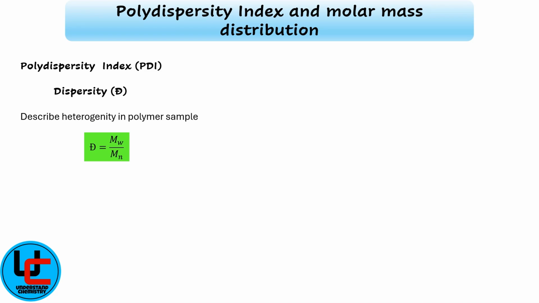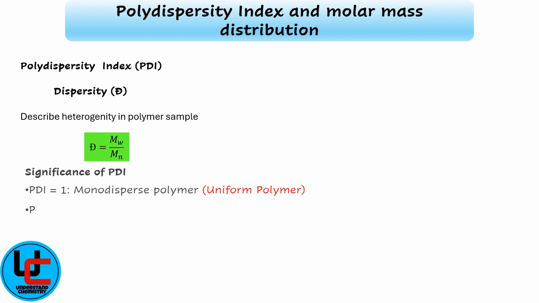This variability is what we call heterogeneity, and dispersity quantifies it. Mathematically, dispersity is the ratio of weight average molar mass to number average molar mass. A dispersity of 1 corresponds to a completely uniform polymer, where all polymer chains have the same molecular weight. This is known as a monodispersed or uniform polymer, which is rarely observed in practice. Processes like living polymerization may approach this ideal.